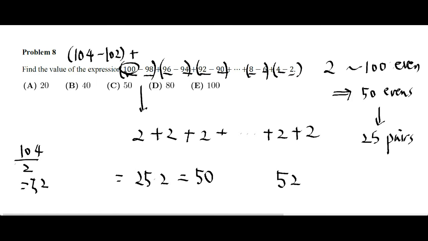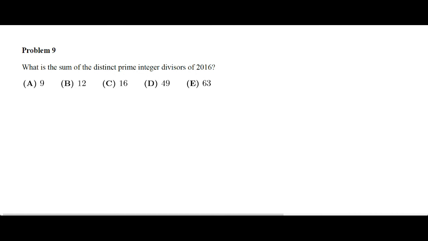I can prove it. For number 9, they want to find the sum of the distinct prime integer divisors of 2016. I already explained divisibility, right? You understand me? Which means you need to find the prime factorization. But you don't need to write down the exact prime factorization, because you just want to find only the prime factors, right? Understand?